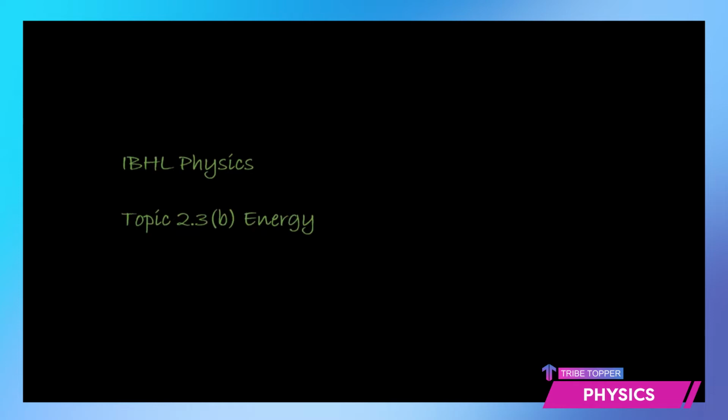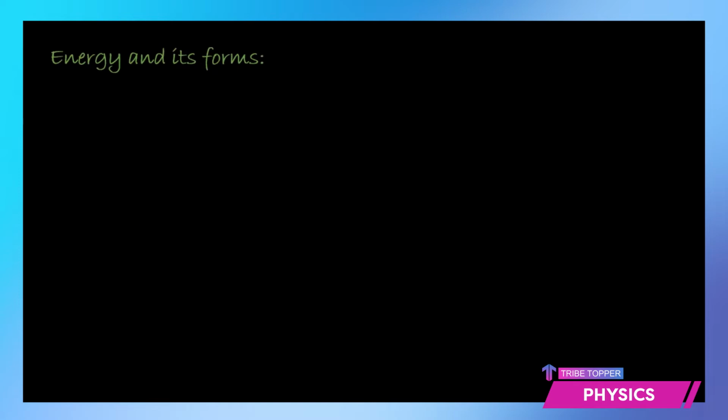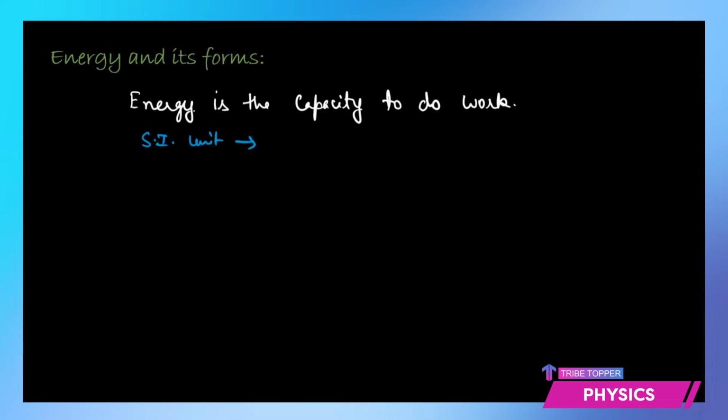In this video, you are going to learn about energy and its various forms. So let me ask you a question before I tell you what is energy. Why do we eat food? To get energy. And why do we need that energy? To do work. So that means we can define energy as simply the capacity to do work, right? Because we need energy to do work. And that's why the unit of energy is also the same as work. So the SI unit of energy is also joules.